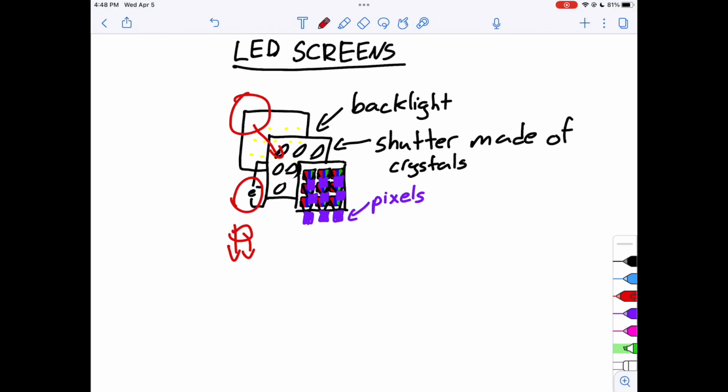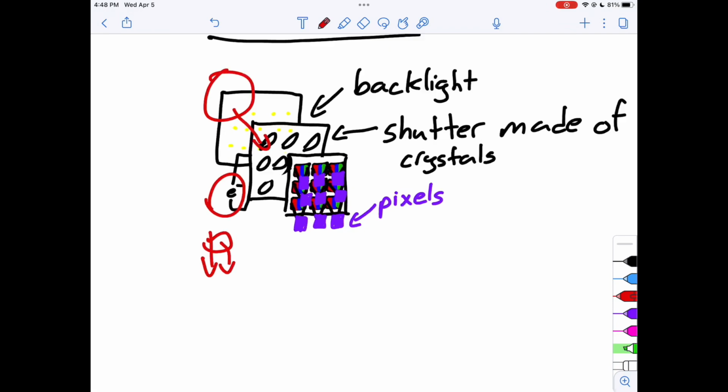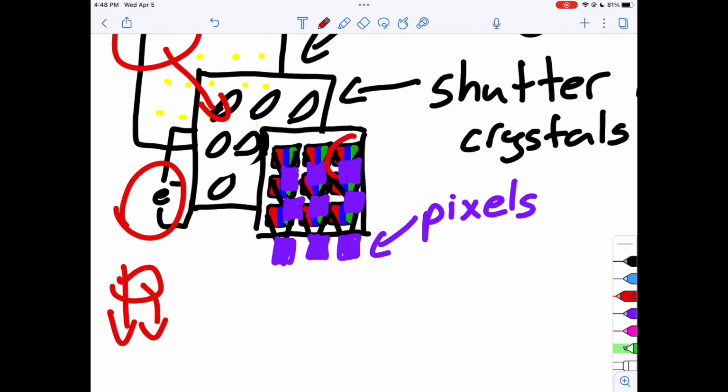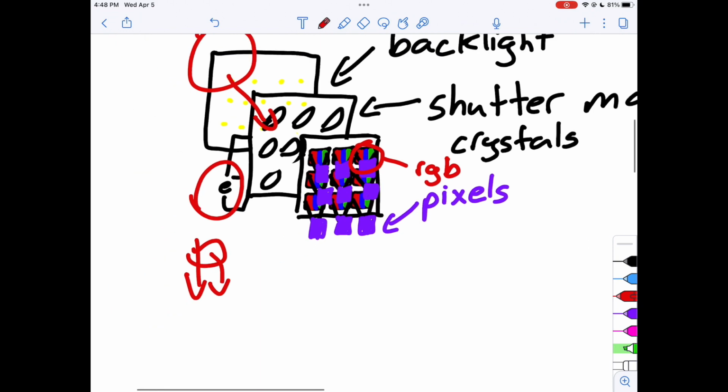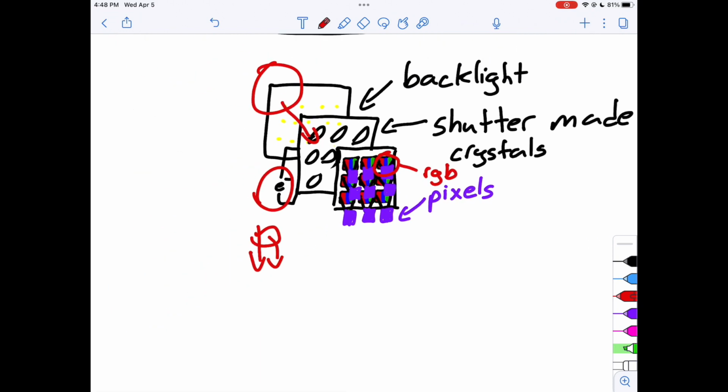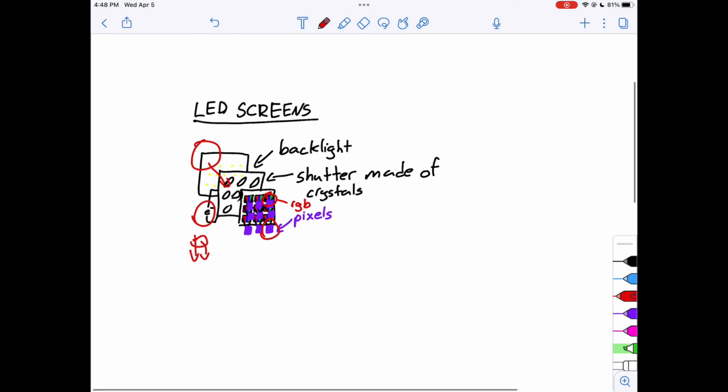That then passes through a filter, which is comprised of 3 different colors. So that's these here. Those are red, green, and blue. RGB. And then from there, it forms a pixel. So at a certain distance, the eye can't differentiate between the 3 colors being combined. So it makes one color, and that's what we see as a pixel. So that's the purple squares here.